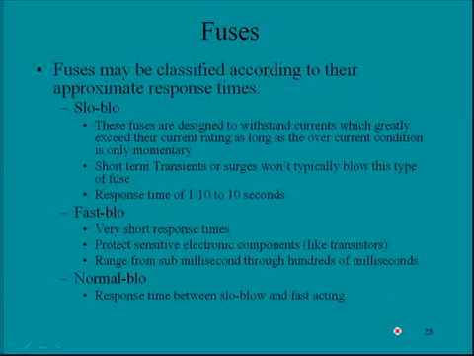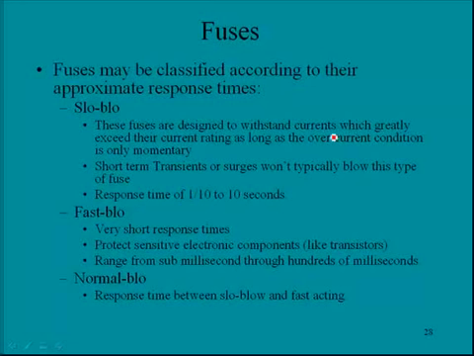Fuses may be classified according to their response times, and we have three: the slow blow, the fast blow, and the normal blow. First of all, let's look at slow blow. These fuses are designed to withstand currents which greatly exceed their current rating as long as the overcurrent condition is only momentary. Short-term transients or surges won't typically blow this type of fuse, and the response time is 1/10 to 10 seconds. So there's the term slow blow.